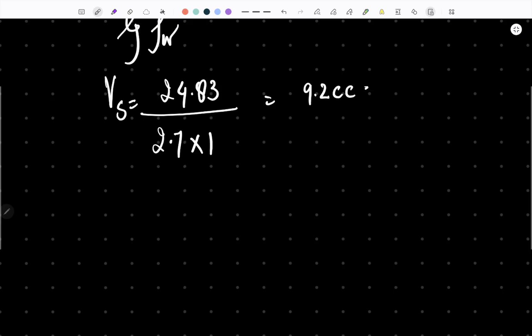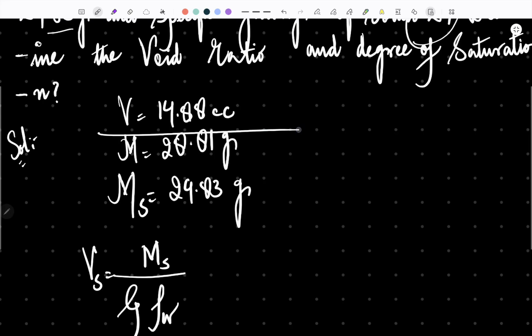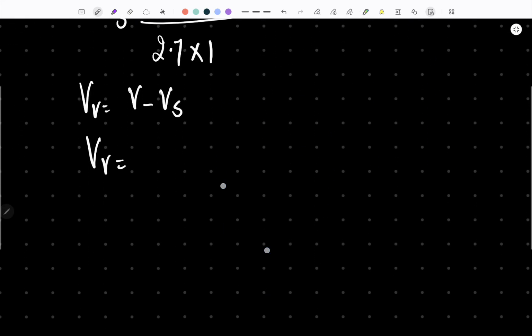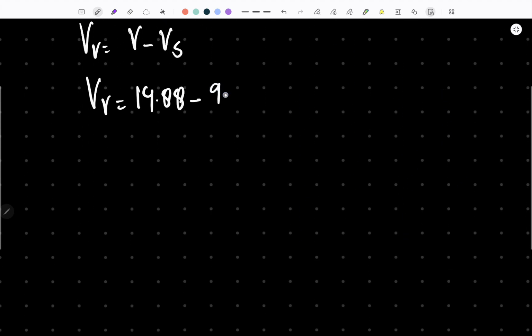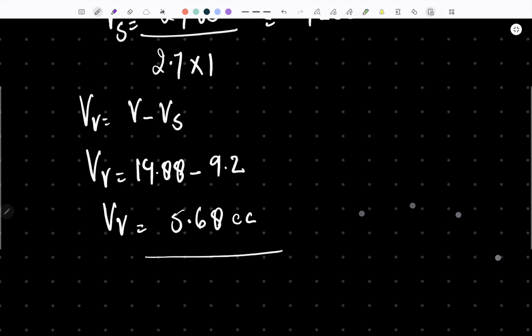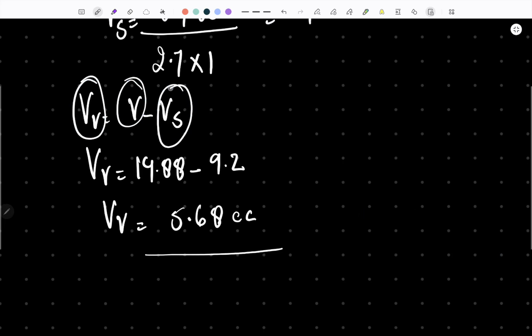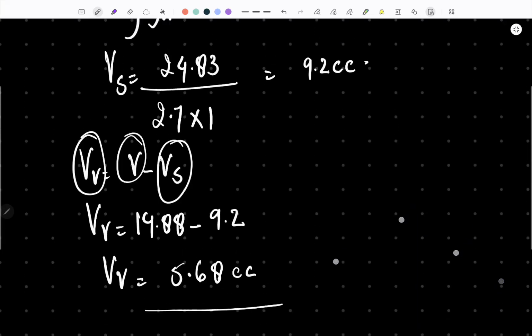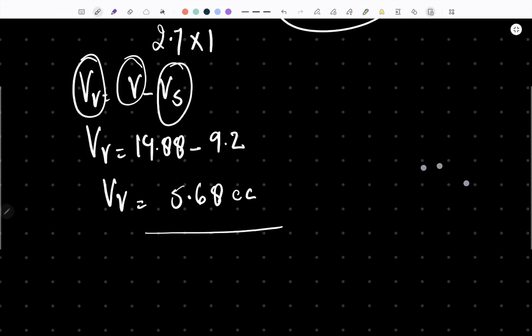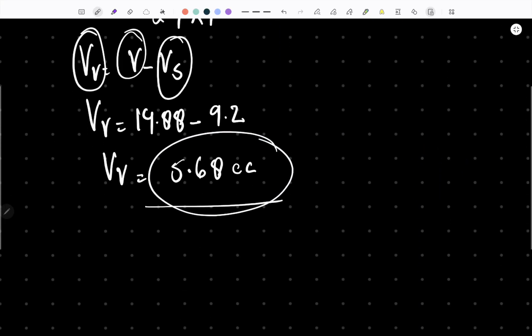Alright, 9.2 cc. Volume of voids is total volume minus volume of solids. Total volume is 14.88 cc, so it is 14.88 cubic centimeters minus 9.2 cubic centimeters. So volume of voids is equal to 5.68 cc. So we have total volume, volume of voids, and volume of solids as well.